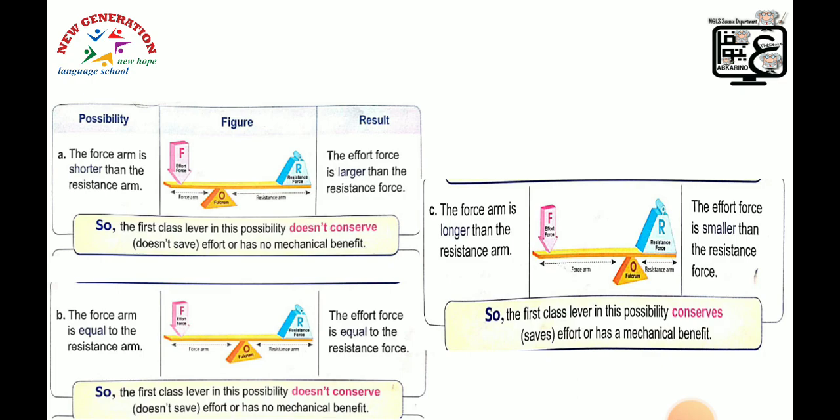Okay, and finally number three, Rimas said the force arm in this picture is longer than the resistance arm. So the effort force is smaller than the resistance force, so we can note that the first class lever in this possibility conserves or saves the effort or has a mechanical benefit. You're amazing.